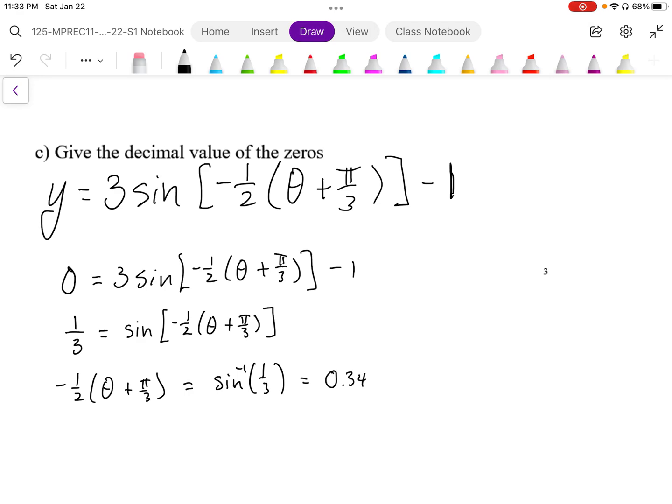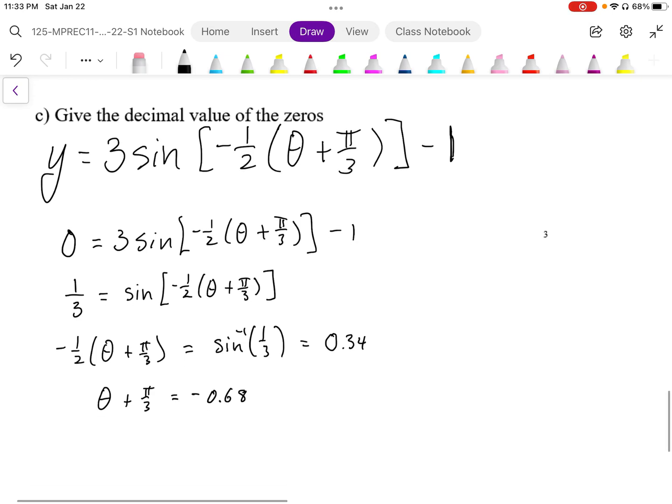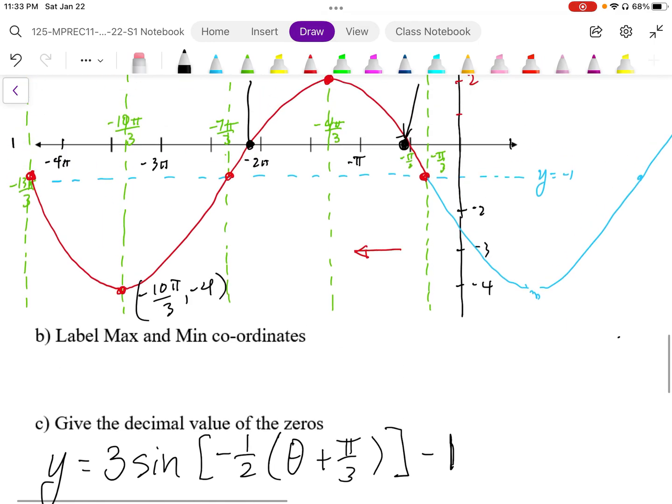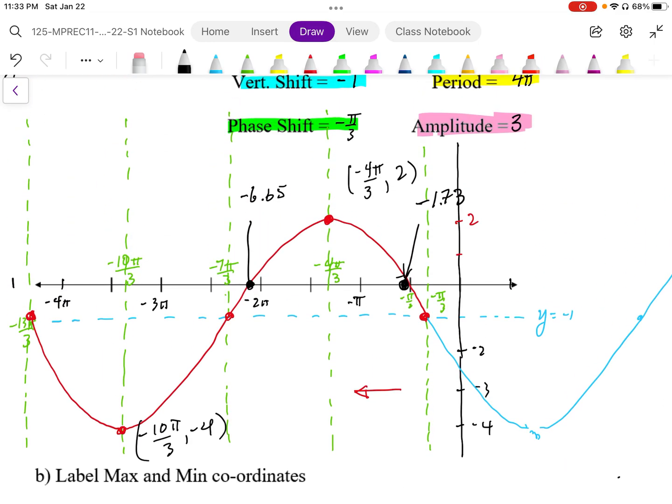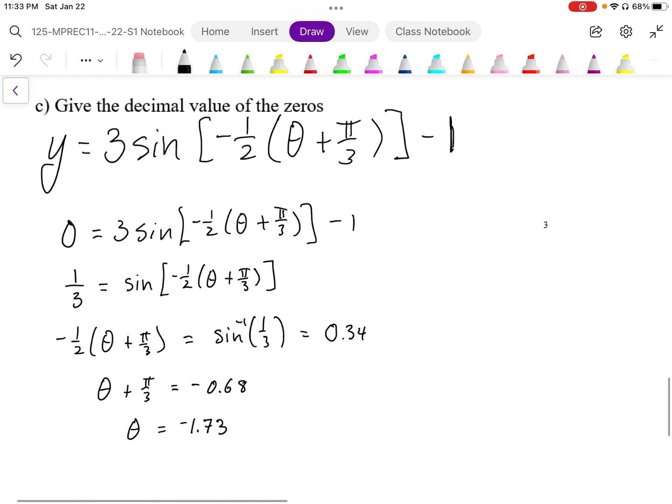Okay, solving this algebraically, we get negative 1/2 theta plus pi over 3 is equal to 0.34, so theta plus pi over 3 equals negative 0.68. Then we can subtract pi over 3 from both sides, and we get the negative 1.73 that we got originally. So that would be the first solution here, and I'm going to call that theta 1.